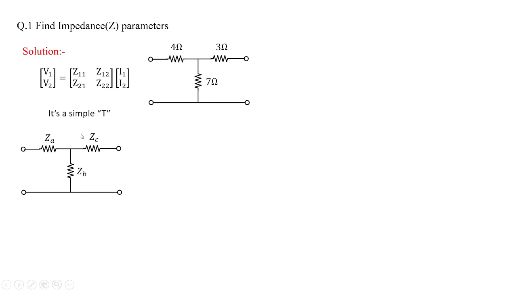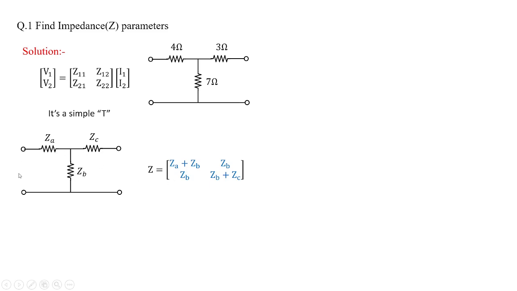If we consider a T network with parameters ZA, ZB and ZC, then we get the Z parameters as ZA plus ZB, then the middle parameters as ZB, ZB, and the other parameter as ZB plus ZC. How did we get this? We open circuit port 2 and take the sum of ZA and ZB, and that becomes Z11. Then ZB, ZB is the intermediate between port 1 and port 2, which is shared by ZB in common. That's why ZB, ZB comes into the picture.